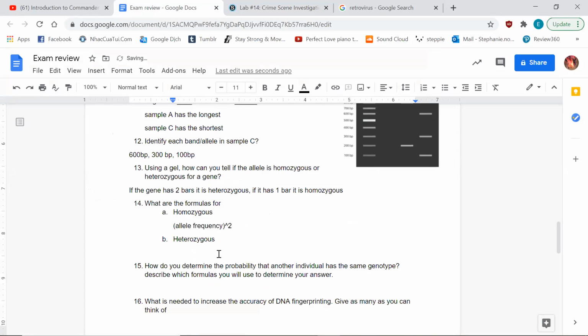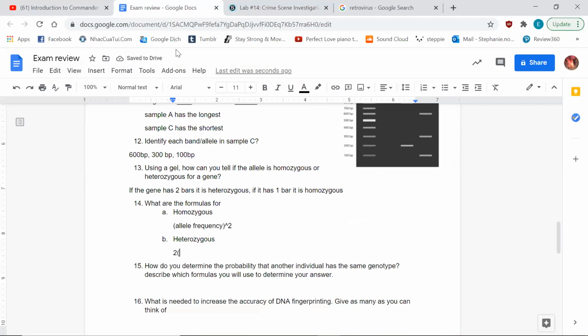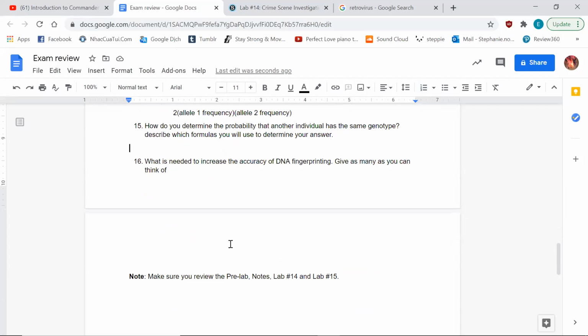Allele frequency to the power 2. Then here it's 2 times the allele frequency times the other allele frequency. How do you determine the probability that another individual has the same genotype? Okay, this is all the math questions.